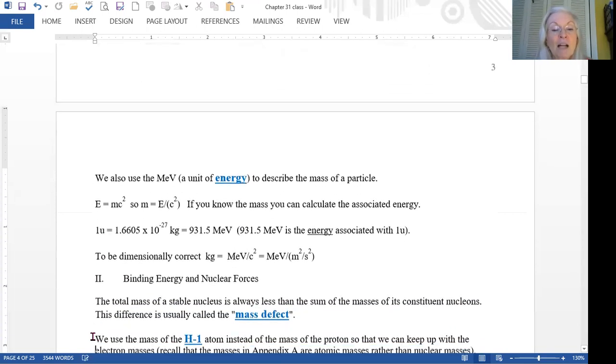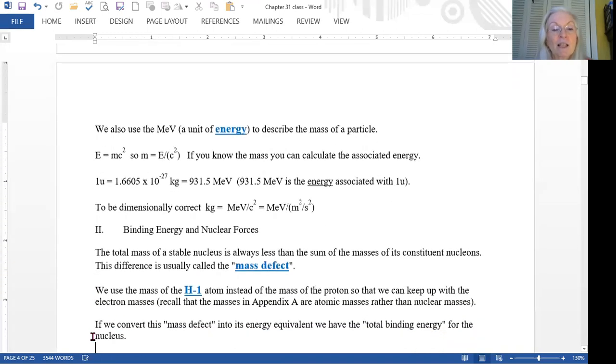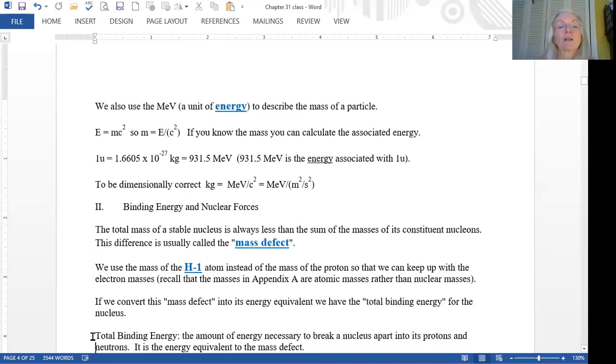So let's look at the binding energy and the nuclear forces. We know that like charges repel, and so that means that the protons in the nucleus should want to blow the nucleus apart. But we also know that the nucleus stays together. So what's the deal? The deal is that there are forces that hold the nucleus together.